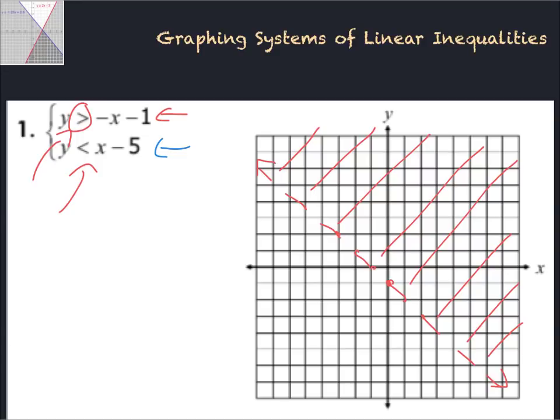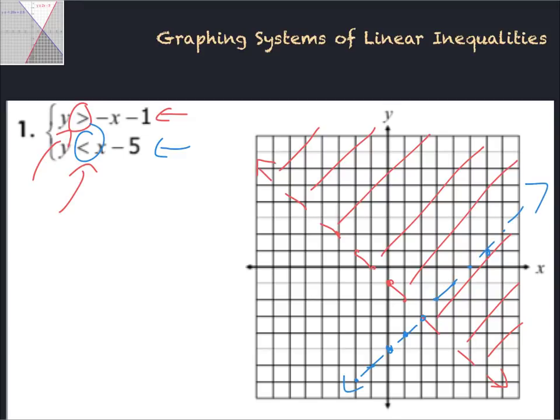So here we have y is less than x minus 5, so my y-intercept this time is going to be -5, which is right here. And my slope is 1. So rise 1, run 1. Rise 1, run 1. Rise 1, run 1. So this is also going to be a dashed line because we have a greater than symbol.